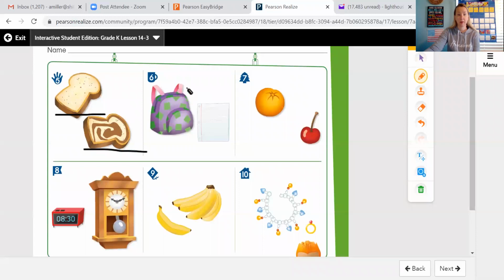If you said backpack, good job. Circle the backpack because it is heavier. Cross off the paper because it is lighter.